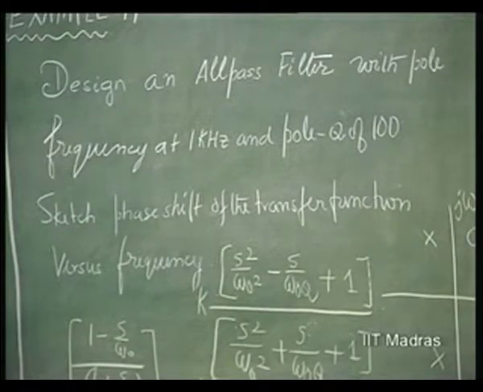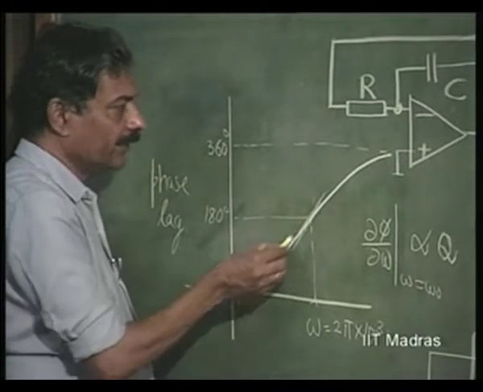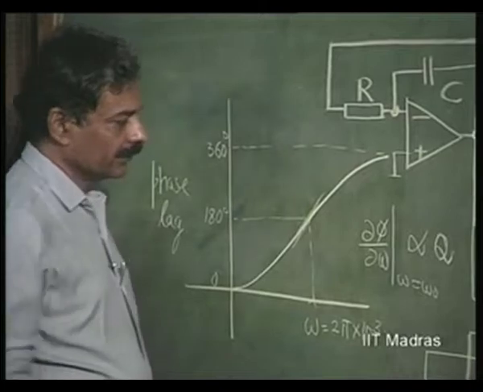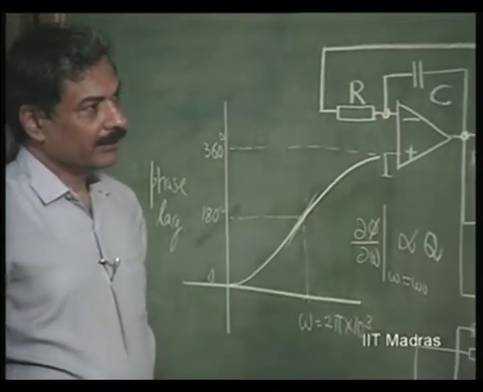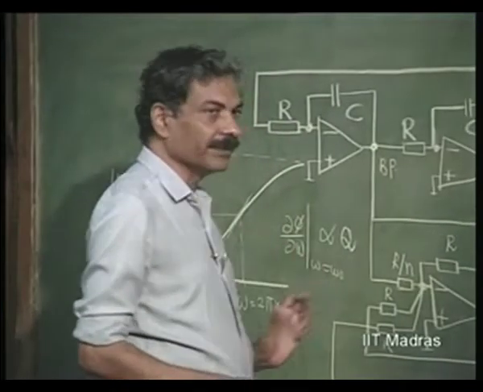This gives you uniformly the phase varying from omega equal to 0 to omega equal to 360 degrees. So, this design of the circuit is for this purpose, to get this kind of phase variation.